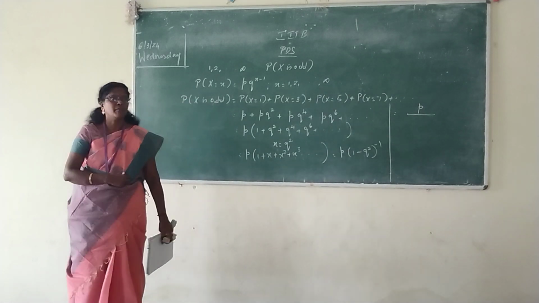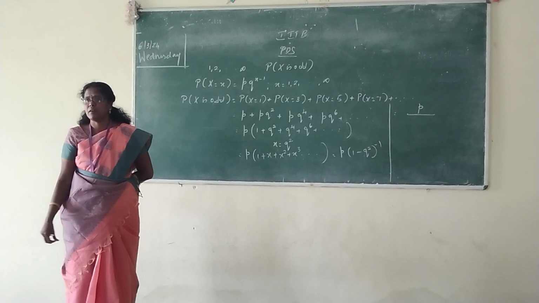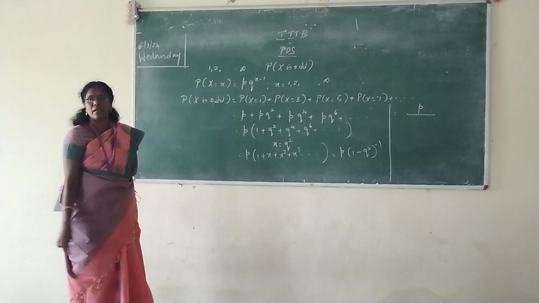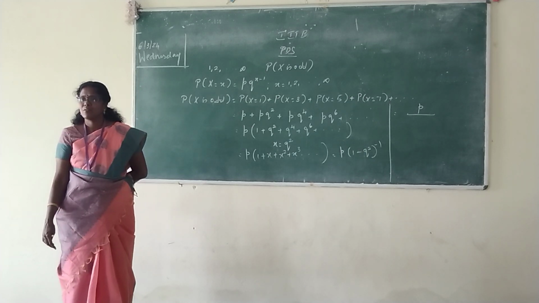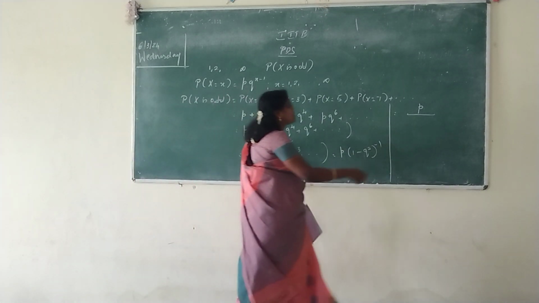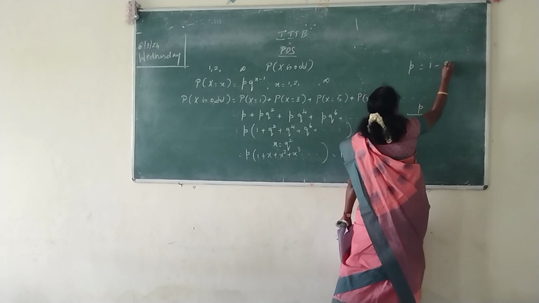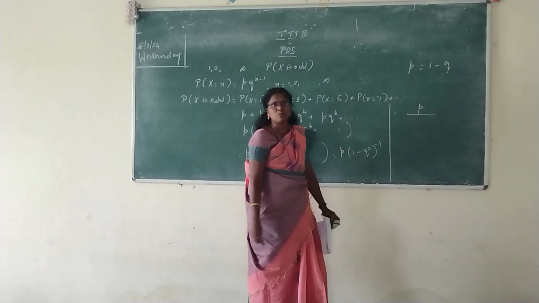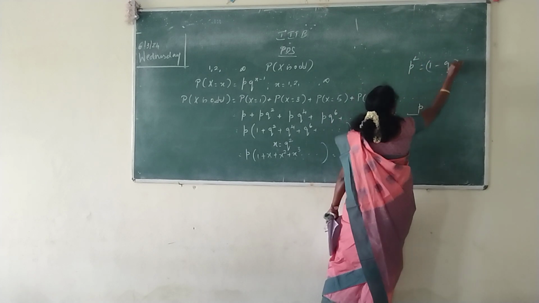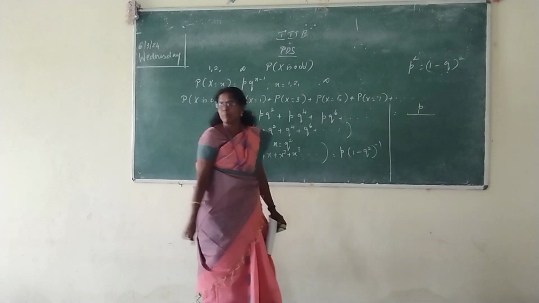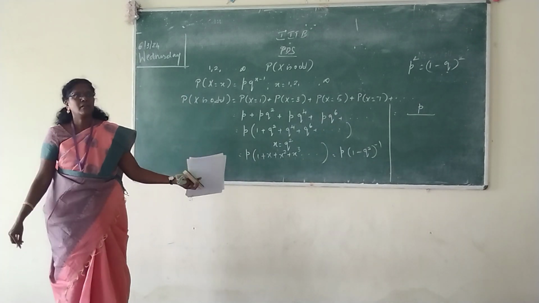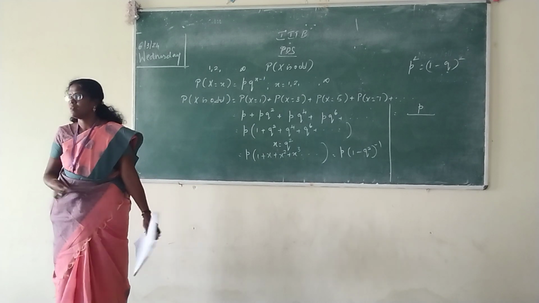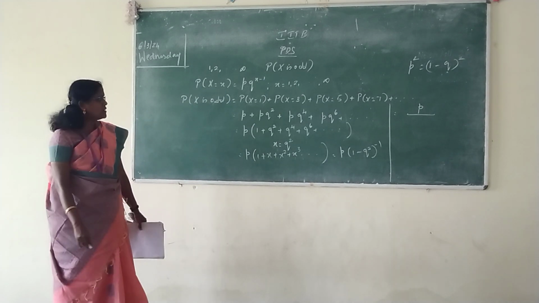It resembles what formula? Here I have q square. Where is p square? How come 1 minus q square is p square? P equal to 1 minus q, right? If you square on both sides, P square will be 1 minus q the whole square, not 1 minus q square. It is a simple basic school formula, not a square minus b square.